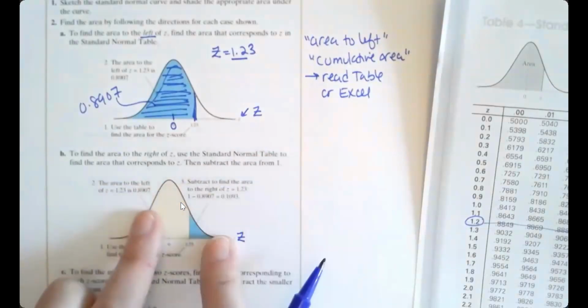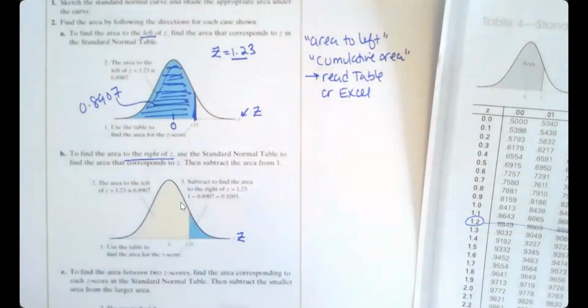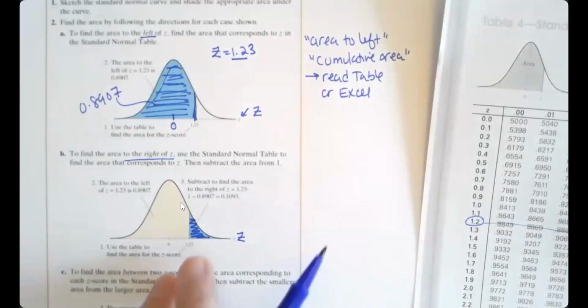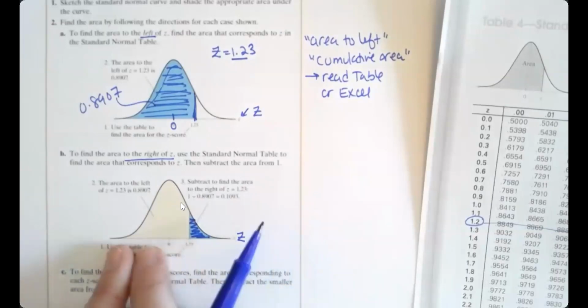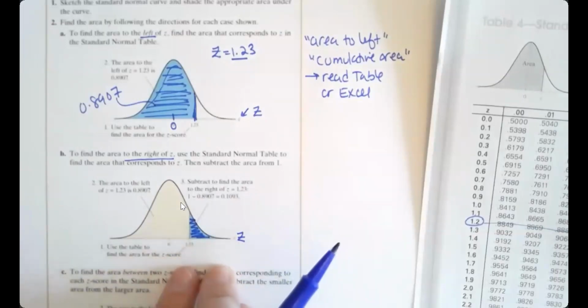Now, the next example, they're looking at the area to the right, and we're going to use the same z-score here, but they're looking at this area on this side instead. Now, notice that this area is much smaller, right? So it's definitely less than a half. So I'm expecting something pretty small, maybe like a 0.1 or 0.2, something like that.